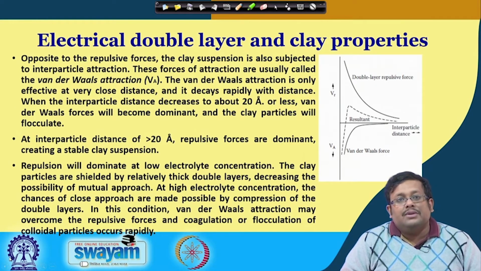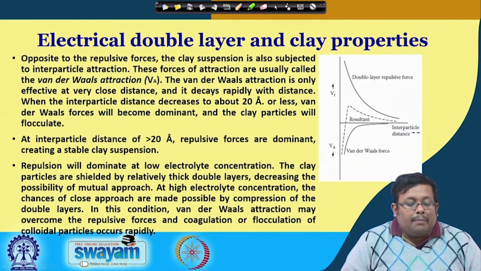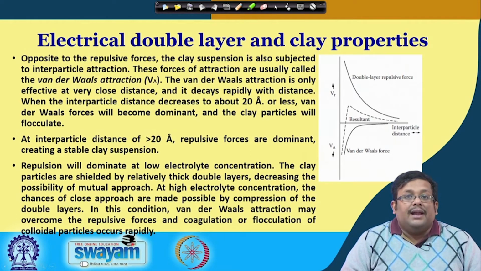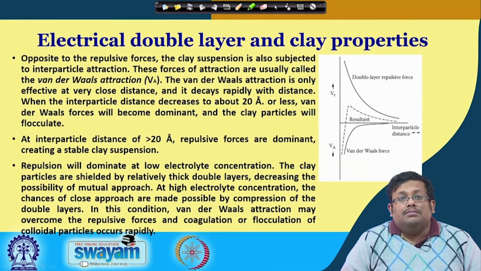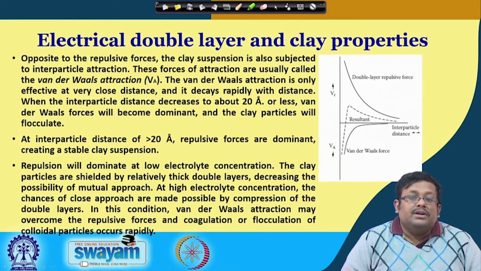So, if you remember, in the last lecture we talked about how the thickness of the diffuse double layer is influenced by the valency of the ions as well as the concentration of the electrolytes. Opposite to repulsive forces, the clay suspension is also subjected to interparticle attraction, which we call van der Waals force. The van der Waals attraction is only effective at very close distance, less than 20 angstrom, and it decreases rapidly when the interparticle distance goes beyond 20 angstrom. The repulsion will dominate at low electrolyte concentration, where the clay particles are shielded by relatively thick double layers, decreasing the possibility of mutual approach.